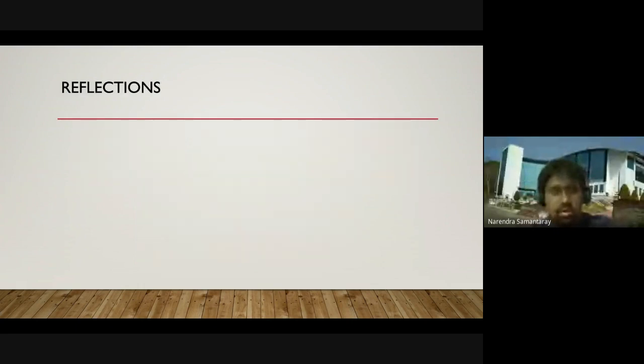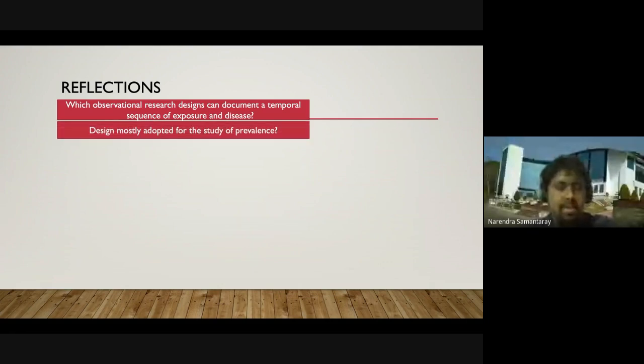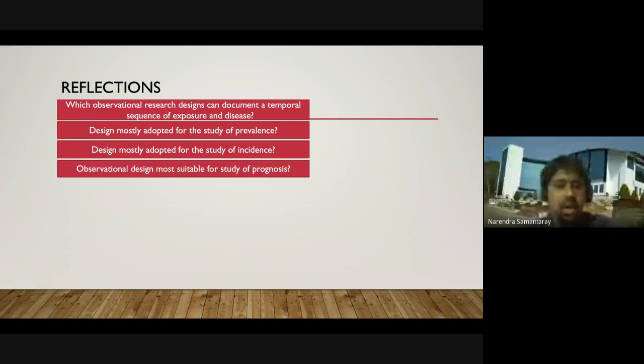Okay, this is all about the basics of observational research design. The next class will be about experimental research design, but here are certain reflection questions. You try to find the answers. Which observational research design can document a temporal sequence of exposure and disease? Which design is mostly adapted for the study of prevalence? Which design is mostly adapted for the study of incidence? Which observational design is most suitable for study of prognosis?